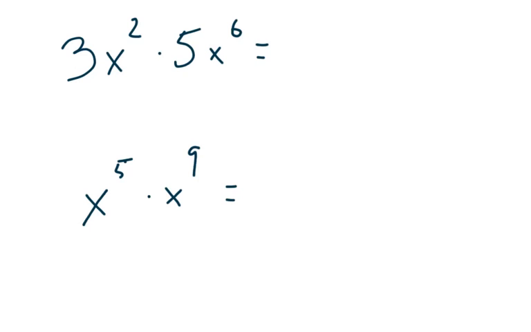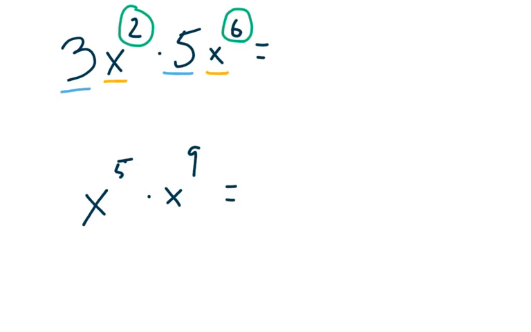So first, we're going to talk about if you're multiplying things with the same base. Again, if you recall, the base is the thing being raised to the power. So in this case, in the first problem, x is the base. Your exponents are 6 and 2. And then your coefficients are these things in front. So in this case, it's 5 and 3. Those are your coefficients. X is your base. 2 and 6 are your exponents.